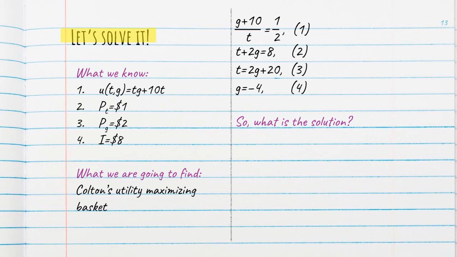So we're going to figure out what the actual solution is now that we've thrown out what the tangency condition has revealed to us. We draw a conclusion. We observe G is a negative value. That sends us a signal. It says Colton is not going to buy any gummy bears. So he's going to spend all of his available income on Twizzlers. And if he spends all of his available income on Twizzlers, it's really easy to figure out how many Twizzlers he can afford. He has income of 8 divided by the price of Twizzlers, which is $1. So he's going to buy 8 Twizzlers. And he's going to buy 0 gummy bears.